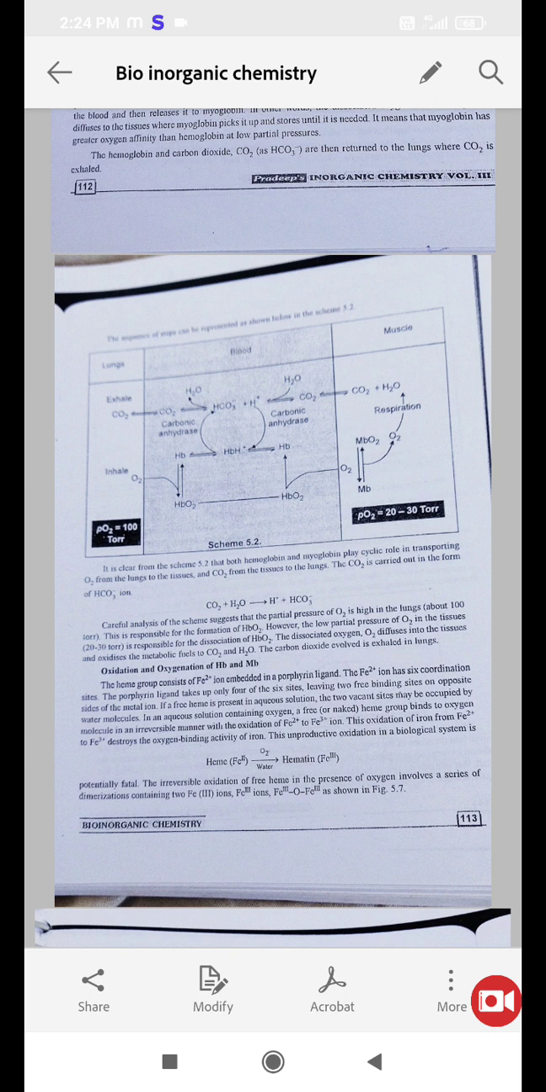In an aqueous solution containing oxygen, a free or naked heme group binds to an oxygen molecule in an irreversible manner with the oxidation of Fe2+ to Fe3+ ion. This oxidation of Fe2+ to Fe3+ destroys the oxygen binding activity of iron. This unproductive oxidation in a biological system is potentially fatal. The irreversible oxidation of free heme in the presence of oxygen involves a series of steps, including dimerization containing 2 Fe3+ ions, that is shown in figure 5.7.